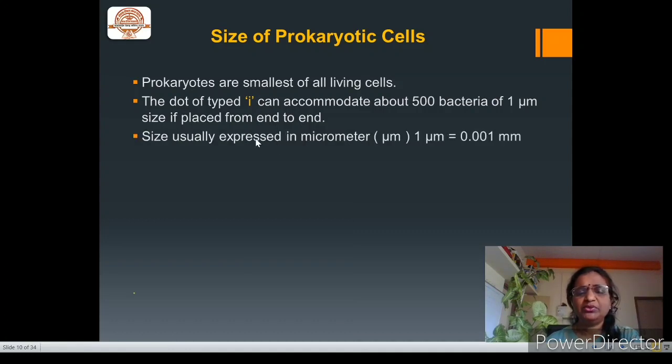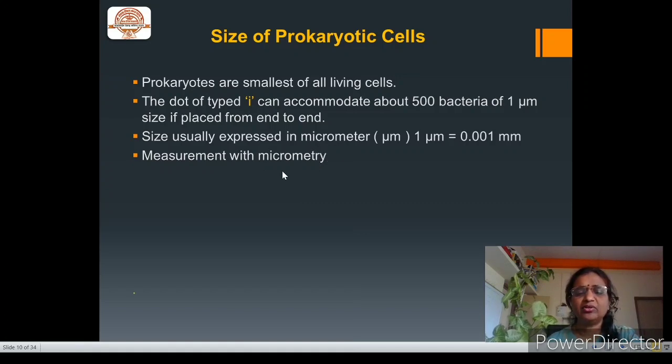The size is usually measured in terms of micrometer. All of you know what a micrometer is. 1 micrometer is equal to 0.001 millimeter. That much is the small size of our bacteria, and bacteria are usually measured in the unit called micrometer. We can measure bacteria with the help of a technique called micrometry.